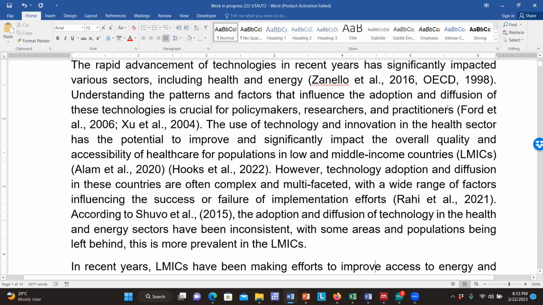Okay. Yes, we are making sense. So you talk about diffusion and the policymakers. Now the use of innovation in the health sector has the potential to improve. So you are talking about health. That is fine. You have evidence. However, please take note of your references so you correct those ones. However, technology adoption and diffusion in these countries are often complex and multifaceted. Okay, the range of factors influencing the success or failure of implementation.